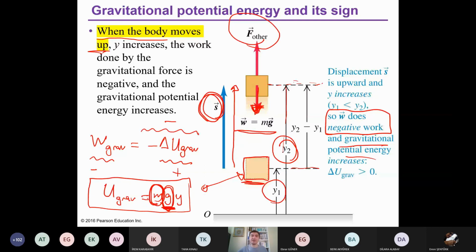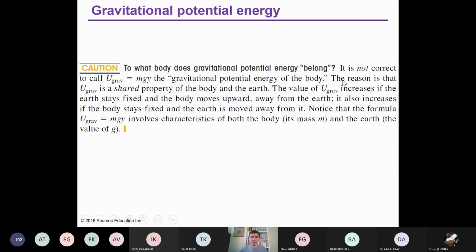This is explained here. The gravitational potential energy is a shared property of the body and the Earth. This is important.